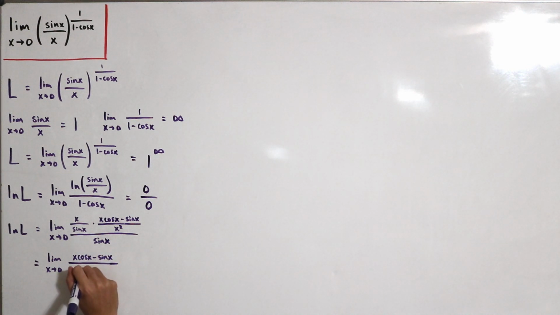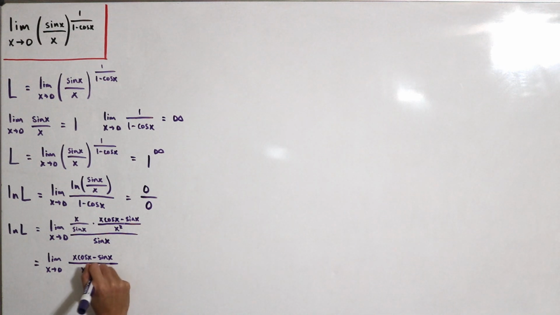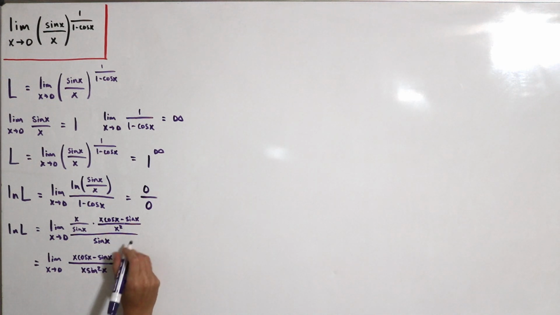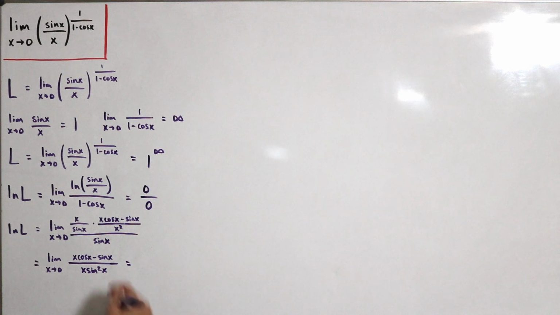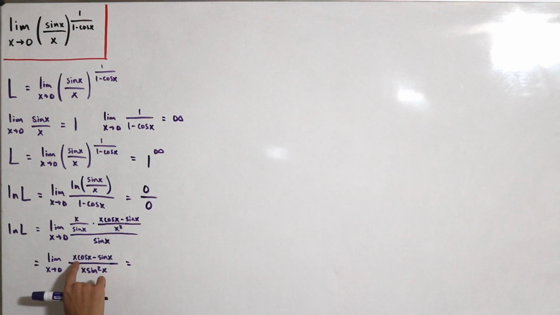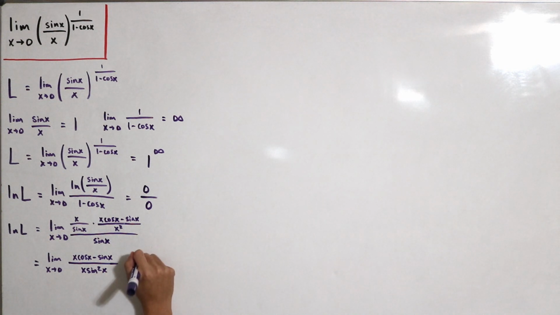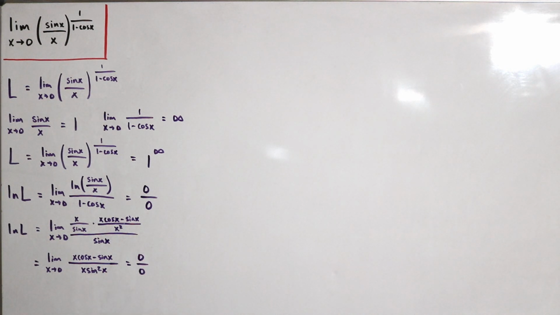I want to say the denominator is x times sine square of x. Okay, and now if we were to plug this limit in, so let's see, if I plug in 0, this will be 0, that will be 0, and then over here, so this is still a 0 over 0 indeterminate form. So again, what do you do from here? You can just use L'Hopital's rule again.